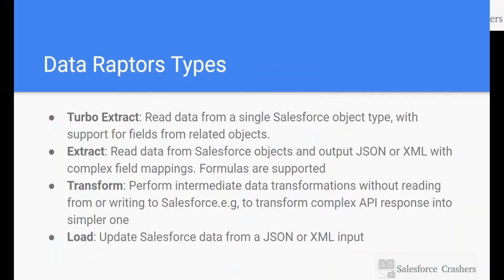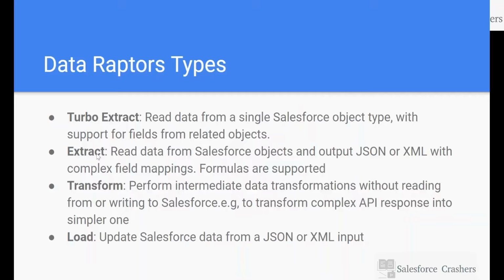So the Data Raptors have some types which are classified into four. The first one being the Turbo Extract, which reads the data from a single Salesforce object type, also supporting the fields from the objects which are in relation to that. Since it's only a single object type, it is comparatively faster.